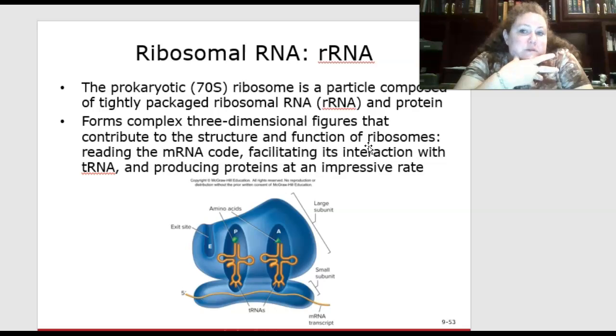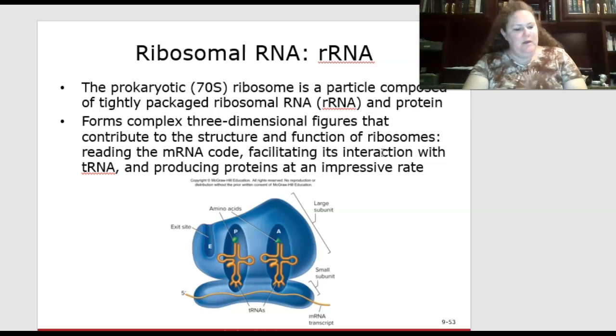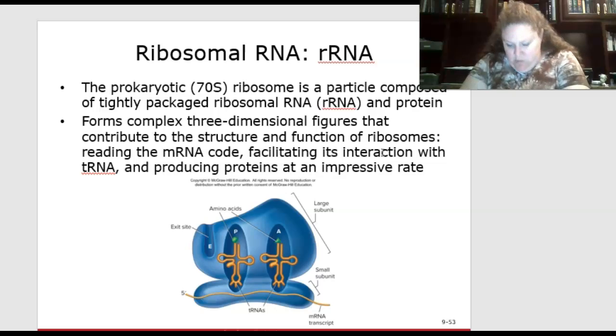And so what do ribosomes do? Well, they read the messenger RNA code, they facilitate or help the interaction with tRNA, and then they produce proteins at a very impressive rate, which means fast. Okay, so this little blue guy is figure 9.14. And then again, this is going to be the players in translation.